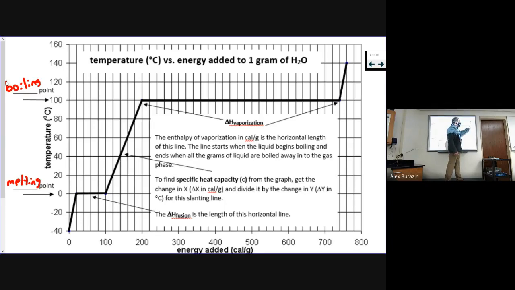And at that point, if I keep adding energy, I'll heat my steam beyond 100 degrees Celsius. Steam can get way hotter than 100 degrees Celsius. Way hotter. You can actually light a piece of paper on fire using steam if you get it hot enough.